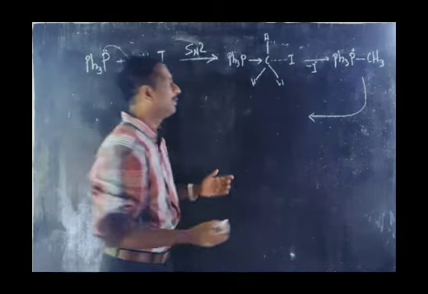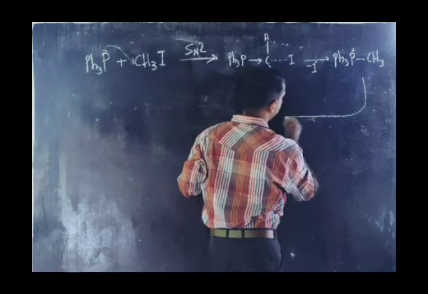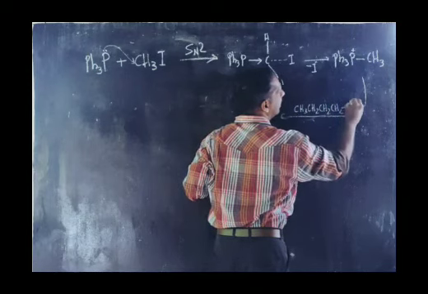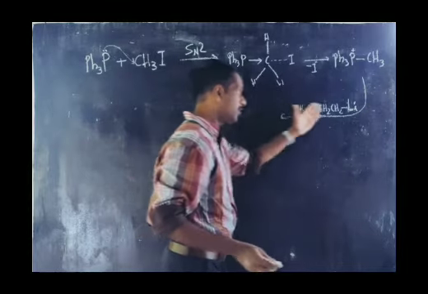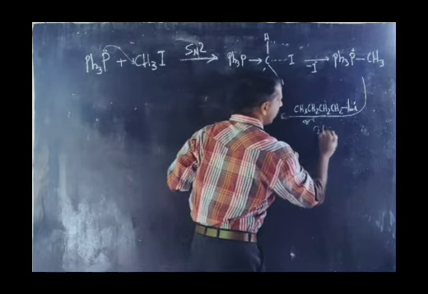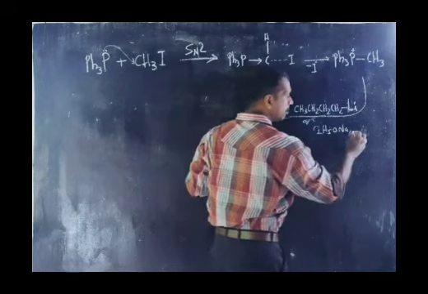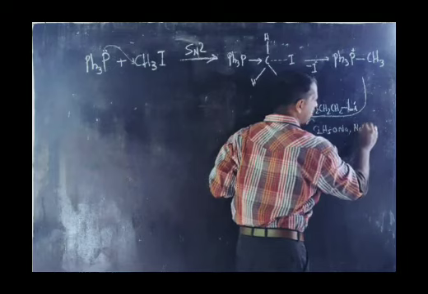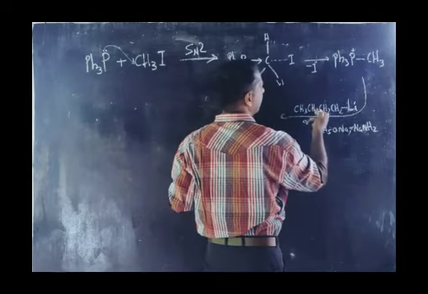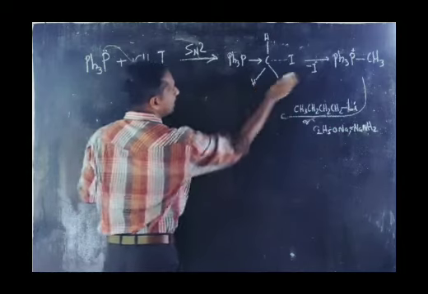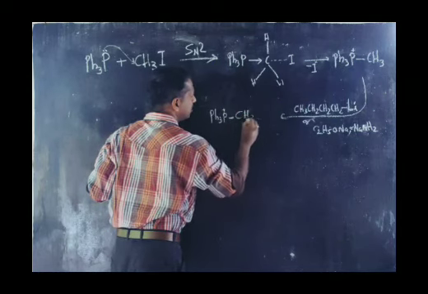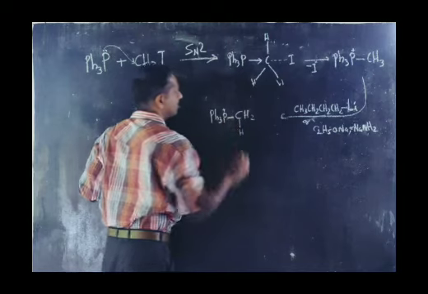In the presence of a very strong base like n-butyl lithium, or you can use sodium ethoxide, C2H5ONa, or sodium amide, NaNH2, one of the strong bases. Better we will use n-butyl lithium. What will happen? I am writing the same structure, Ph3P+-CH3, and the CH3 can be written as CH2H.